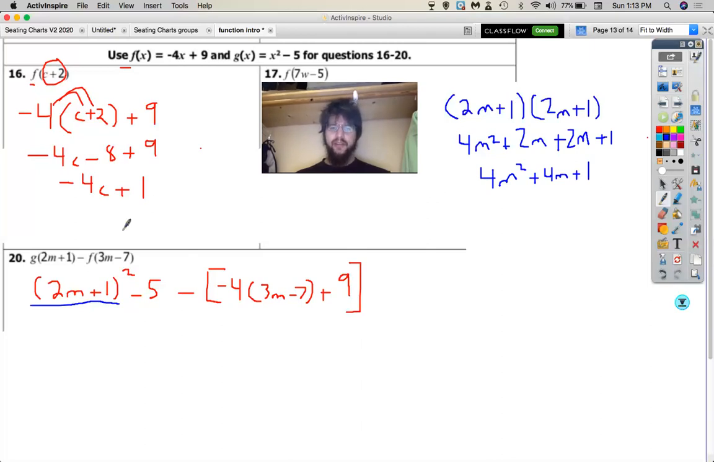So I'm going to replace this with this expression because they're equal. I just did this and got that. So 4m squared plus 4m plus 1. So that was my scratch work. Minus 5 is still there. Now I'm going to do what's inside the parentheses. Minus distributive property, negative 12m plus 28. I'll get the plus 9.